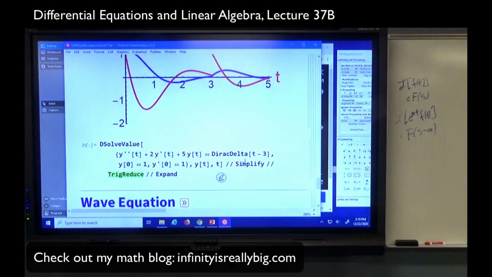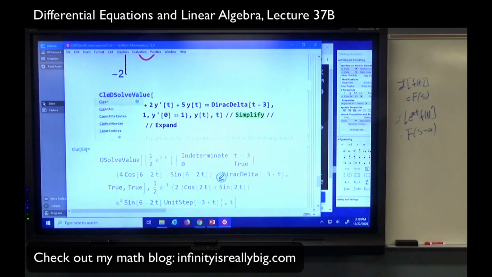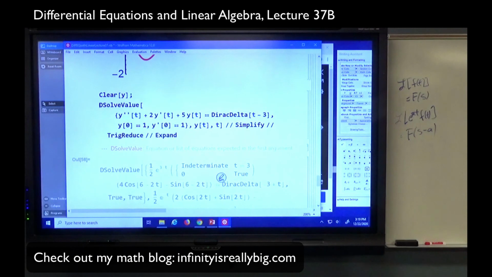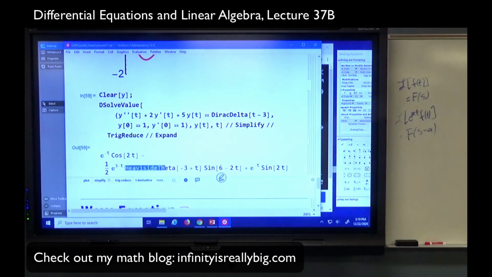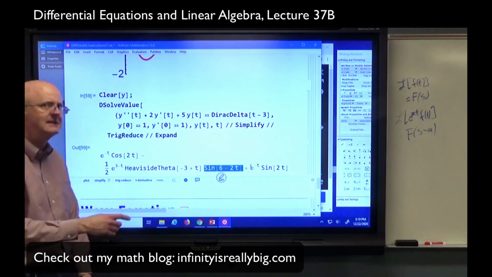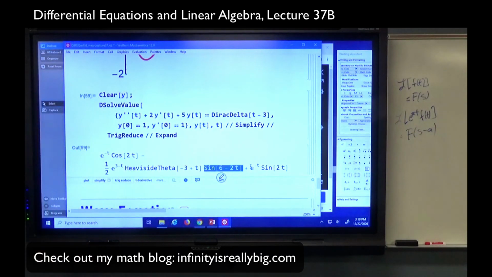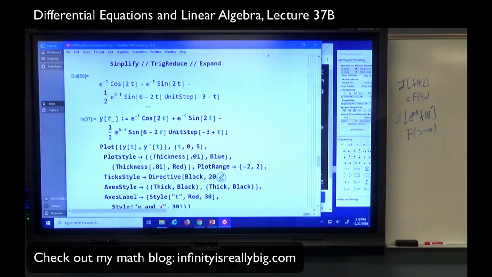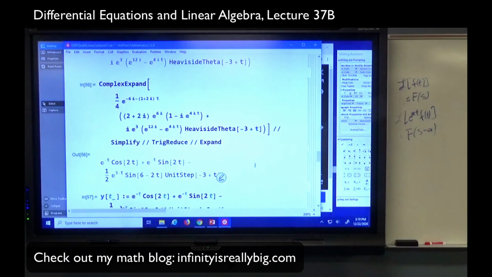And here's what DSolveValue produces if you also use TrigReduce, Simplify, and Expand. And I thought, maybe I need to clear y here. If you get output like that, probably you need to clear a variable. Yeah, there we go. And there it goes back to using HeavisideTheta. And the sign here is different than what I wrote, I believe, because Mathematica is writing sine of 6 minus 2t there instead of sine of 2t minus 6, and sine is an odd function, so you get a negative sign involved where there wasn't one up here when I did it, when I wrote it on the PowerPoint, at least.